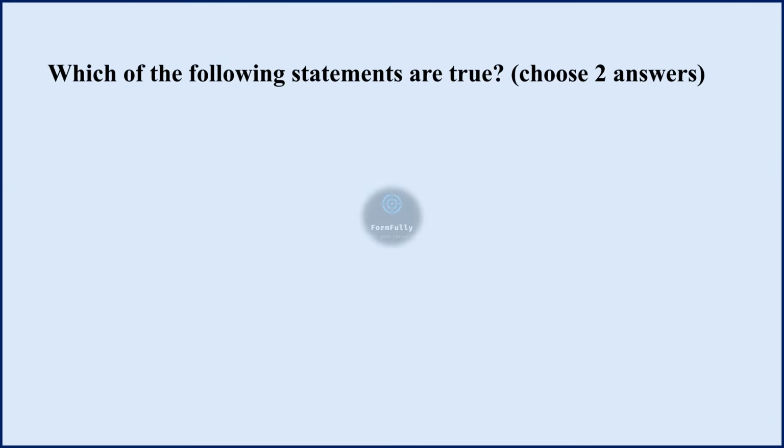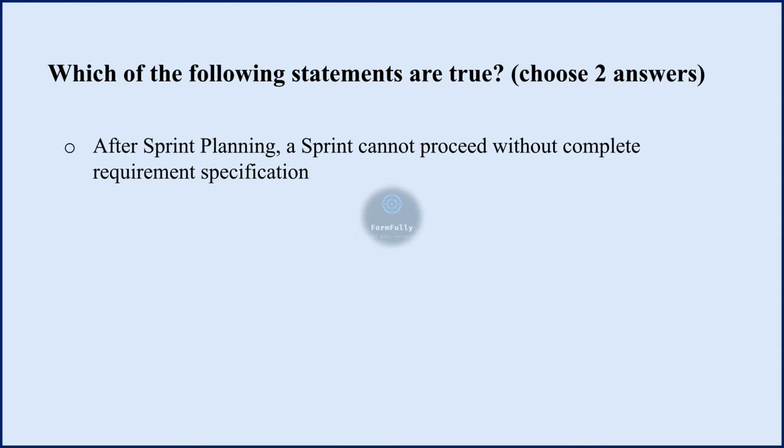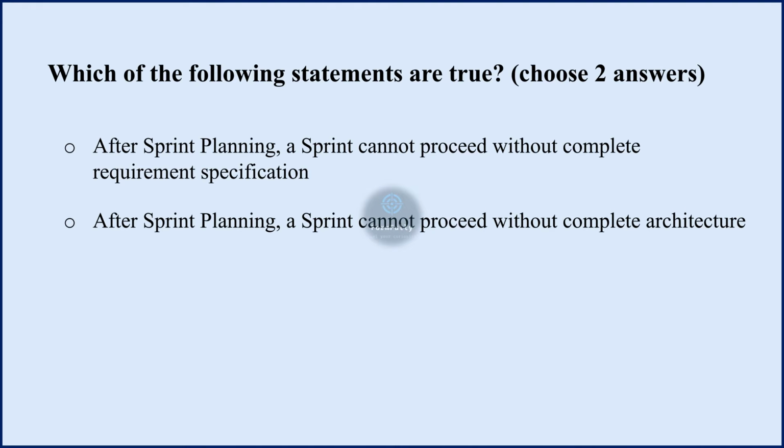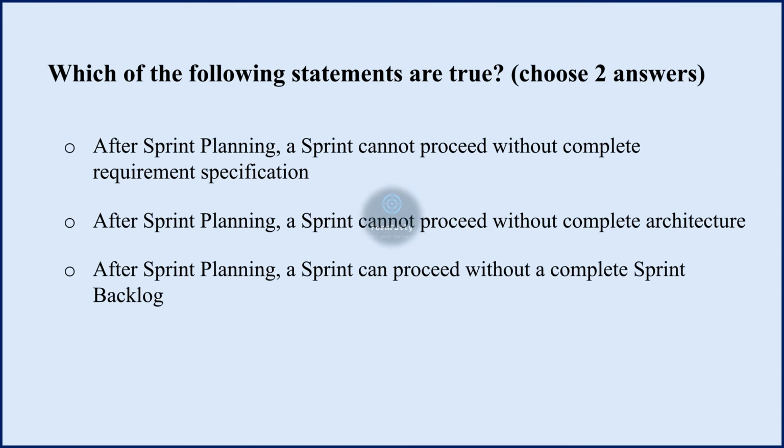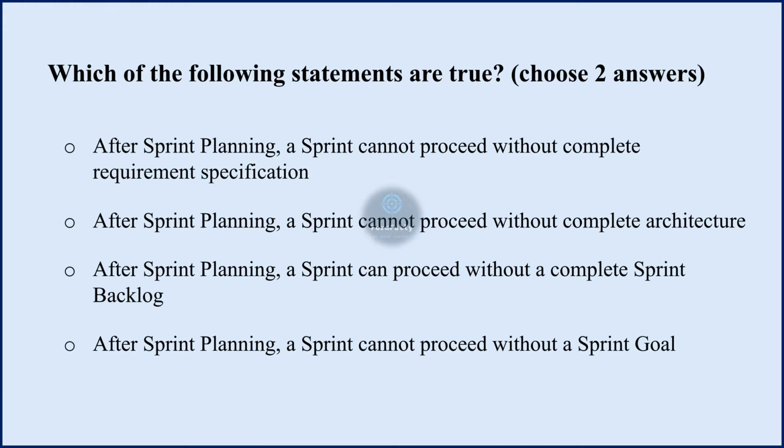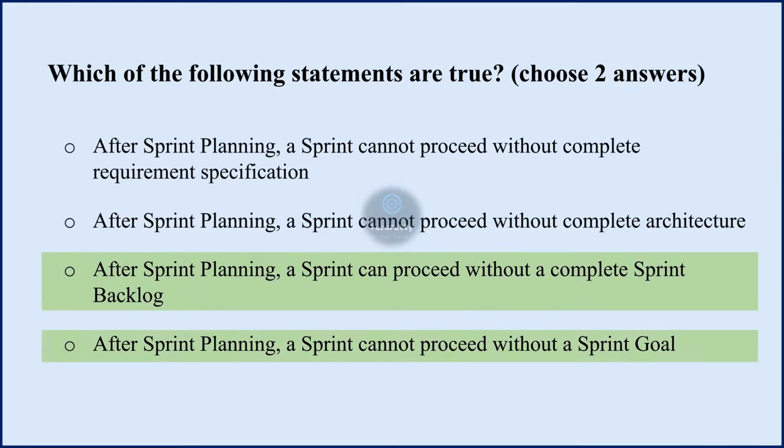Moving to the next question. Which of the following statements are true? Options are: after the sprint planning, a sprint cannot proceed without complete requirement specification. Option 2. After sprint planning, a sprint cannot proceed without complete architecture. Option 3. After sprint planning, a sprint can proceed without a complete sprint backlog. Option 4. After sprint planning, a sprint cannot proceed without a sprint goal. And the correct statements that are true are third and fourth.